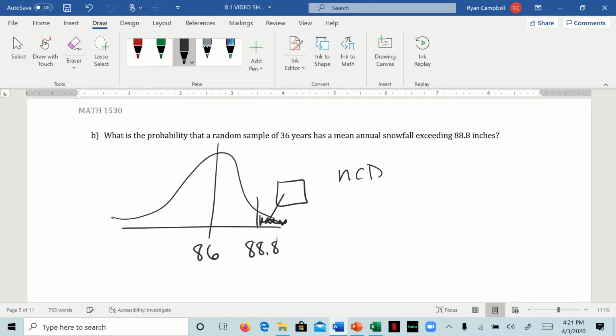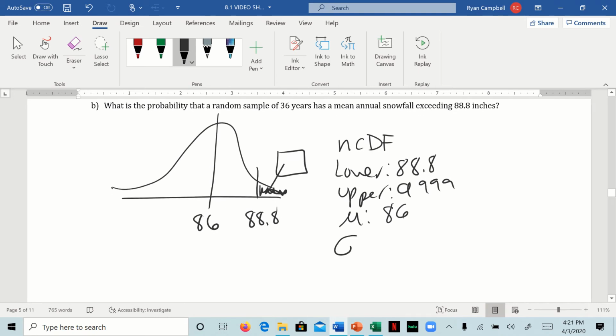We do normal CDF. The lower is 88.8. The upper is 9999. The mu is 86. Pause. Right? We're at the sigma. We got to pause. How many people are we dealing with? Are we dealing with a sample or an individual? Are we dealing with a sample this time?